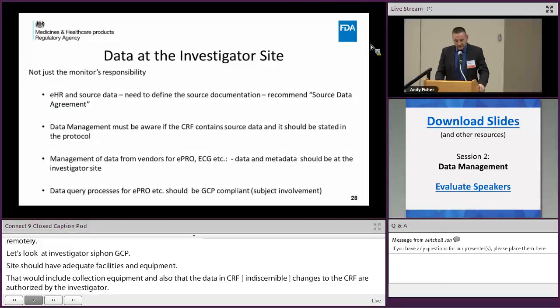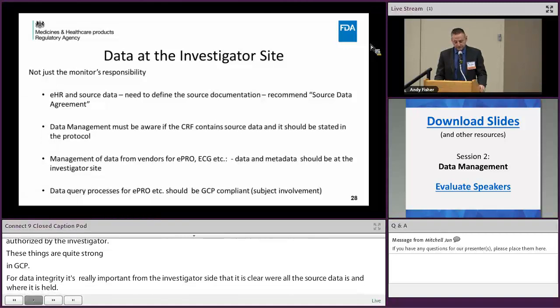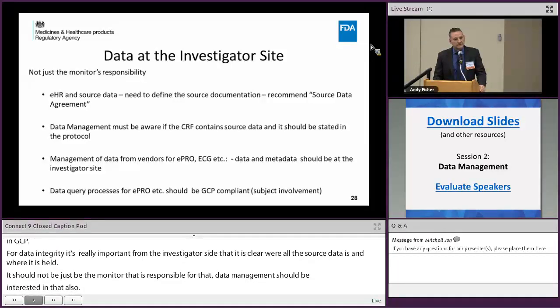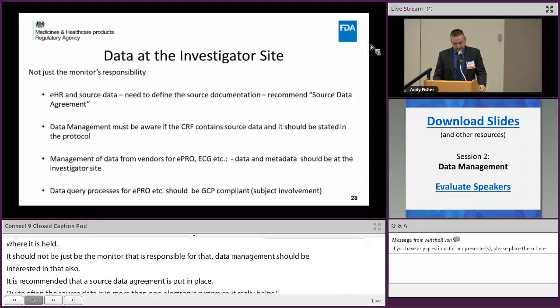For data integrity, it's really important at the investigator site that it's clear where all the source data is and where it's held. It shouldn't just be the monitor responsible for that; data management should be interested in that too. It's really recommended that an accurate source data agreement is put in place, because quite often the source data is in more than one electronic system, and also in paper systems, so it really helps define where all this is. If the CRF is source, then it should be corroborated in the protocol that it's consistent with the source data agreement.